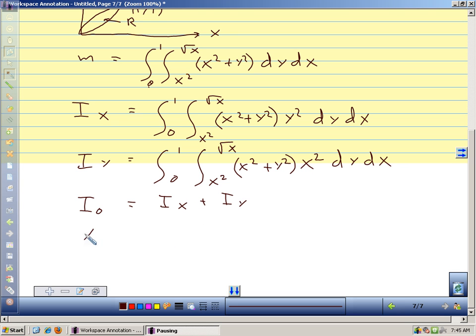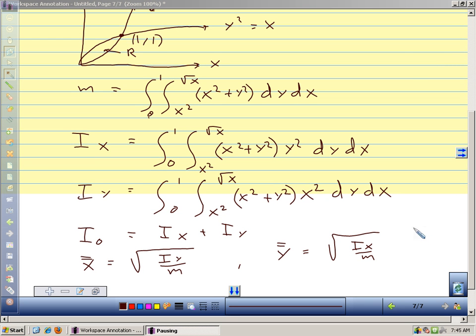And x double bar is just going to be the square root of I sub y over m, and y double bar is just going to be the square root of I sub x over m. So this would be our setup. Questions? If you know how to set up double integrals, if you know how to figure out your region, this is pretty straightforward, a pretty straightforward extension of that.